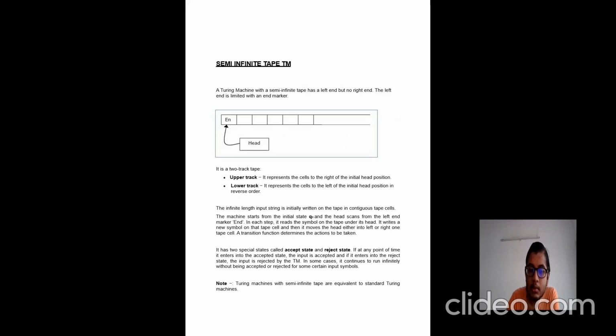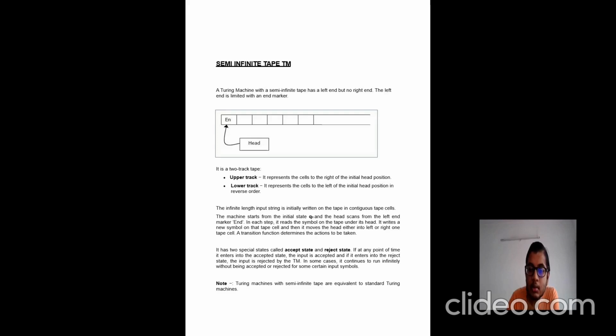Now, the semi-infinite tape Turing machine. A Turing machine with a semi-infinite tape has a left end but no right end. The left end is limited with an end marker. It is a two-track tape. The upper track represents the cells to the right of the initial head position. The lower track represents the cells to the left of the initial head position in reverse order.